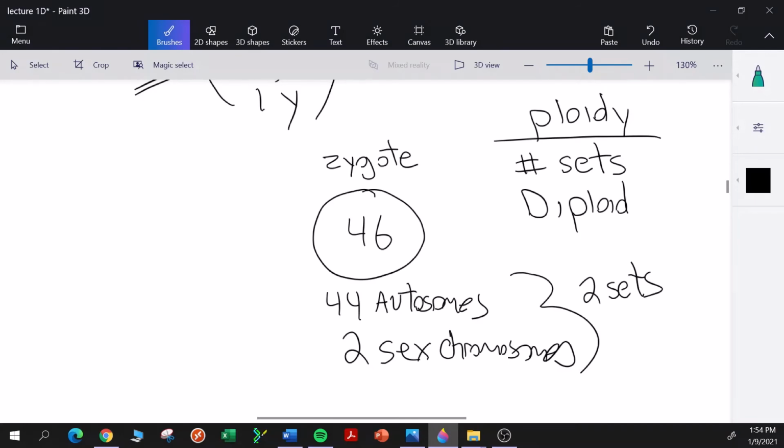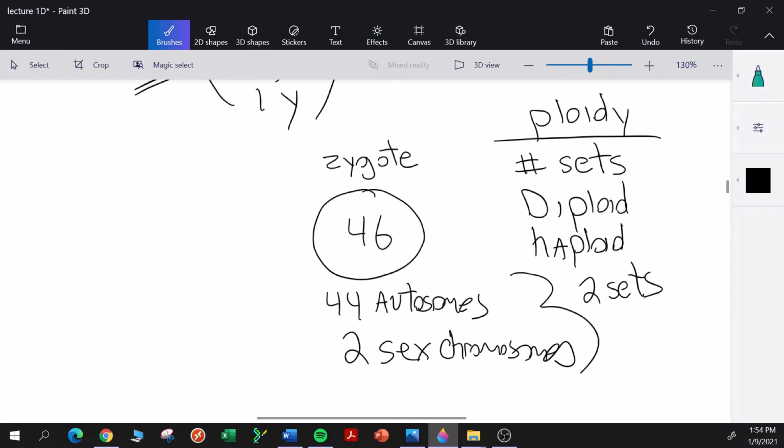What types of human cells aren't diploid? Our gametes are haploid. Haploid means only one set of chromosomes. Some organisms, like fungi for instance, most fungi are haploid. Most of their cells have a single set of chromosomes.